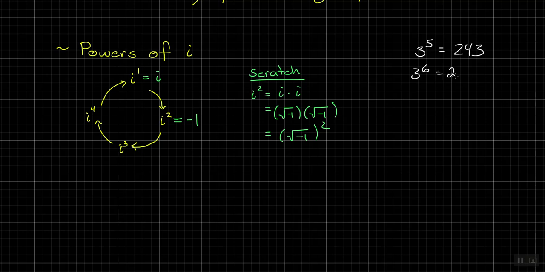243 times 3 times 3. You just take 243, that's 3 to the 5 already, and you multiply it by 3. Do you guys agree with that? Let's use that idea here.